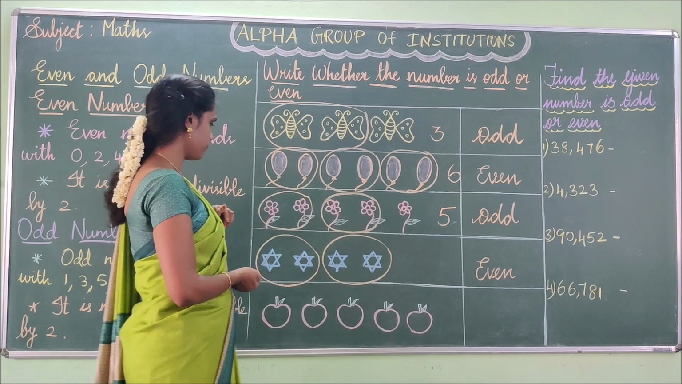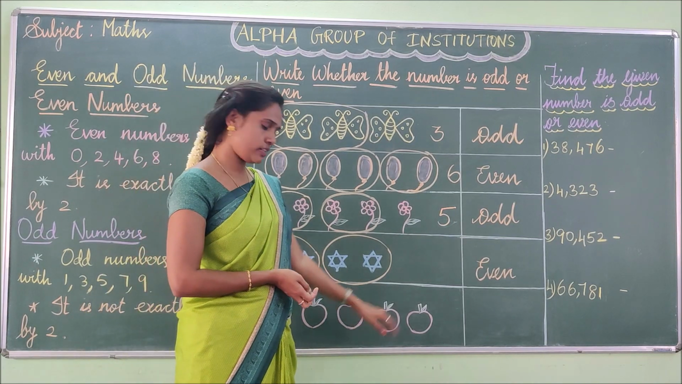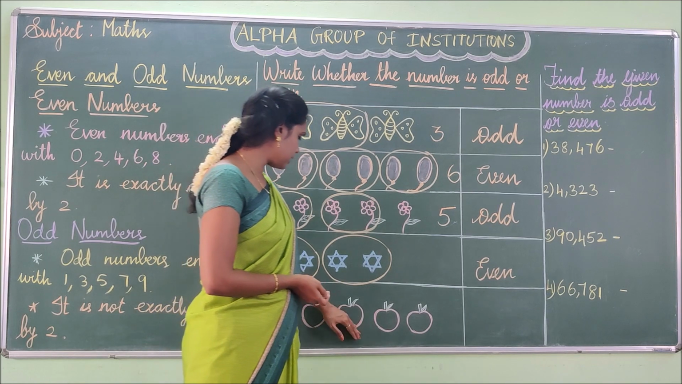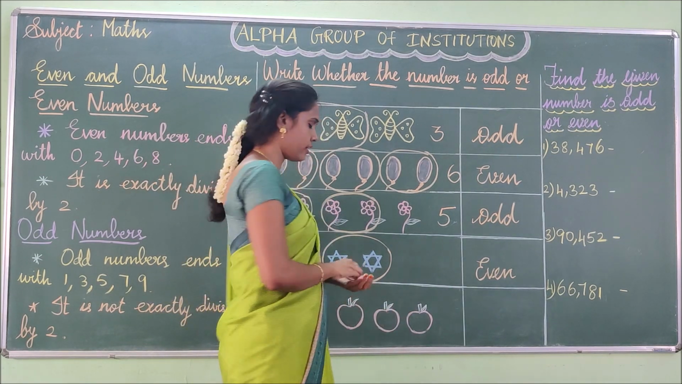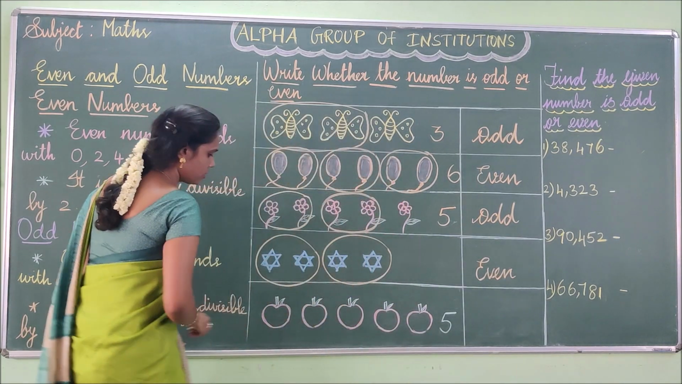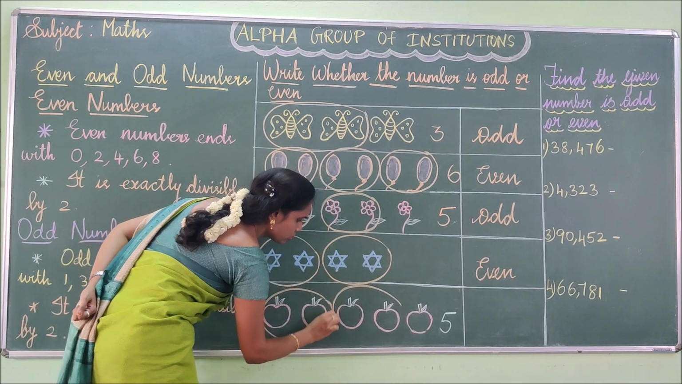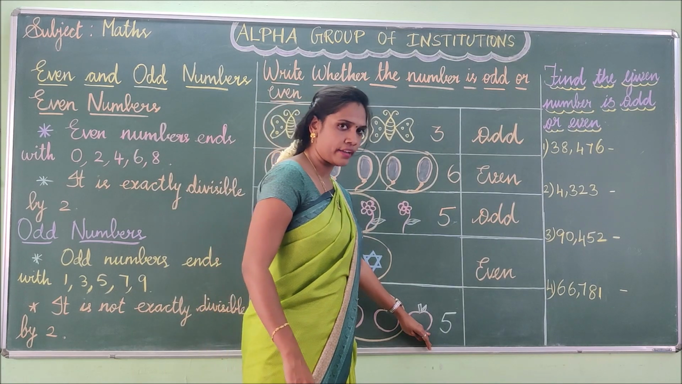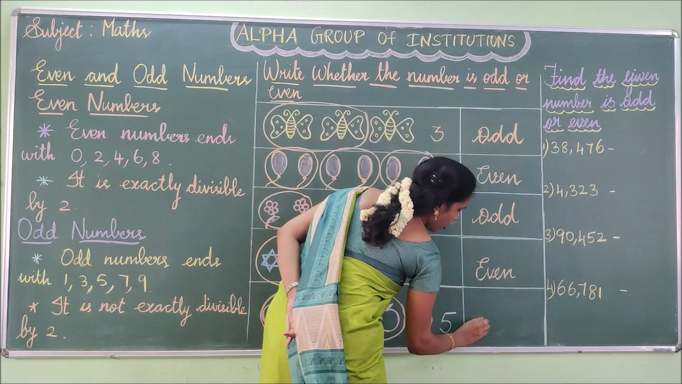Okay, fine. What is this next one? Apples, right? Very good. Shall we count the apples? 1, 2, 3, 4, 5. How many apples are there? 5 apples. Shall we pair this one? See, 1, 2. Here I have 1 left over. So what is this, even or odd? Very good, this is odd, children.